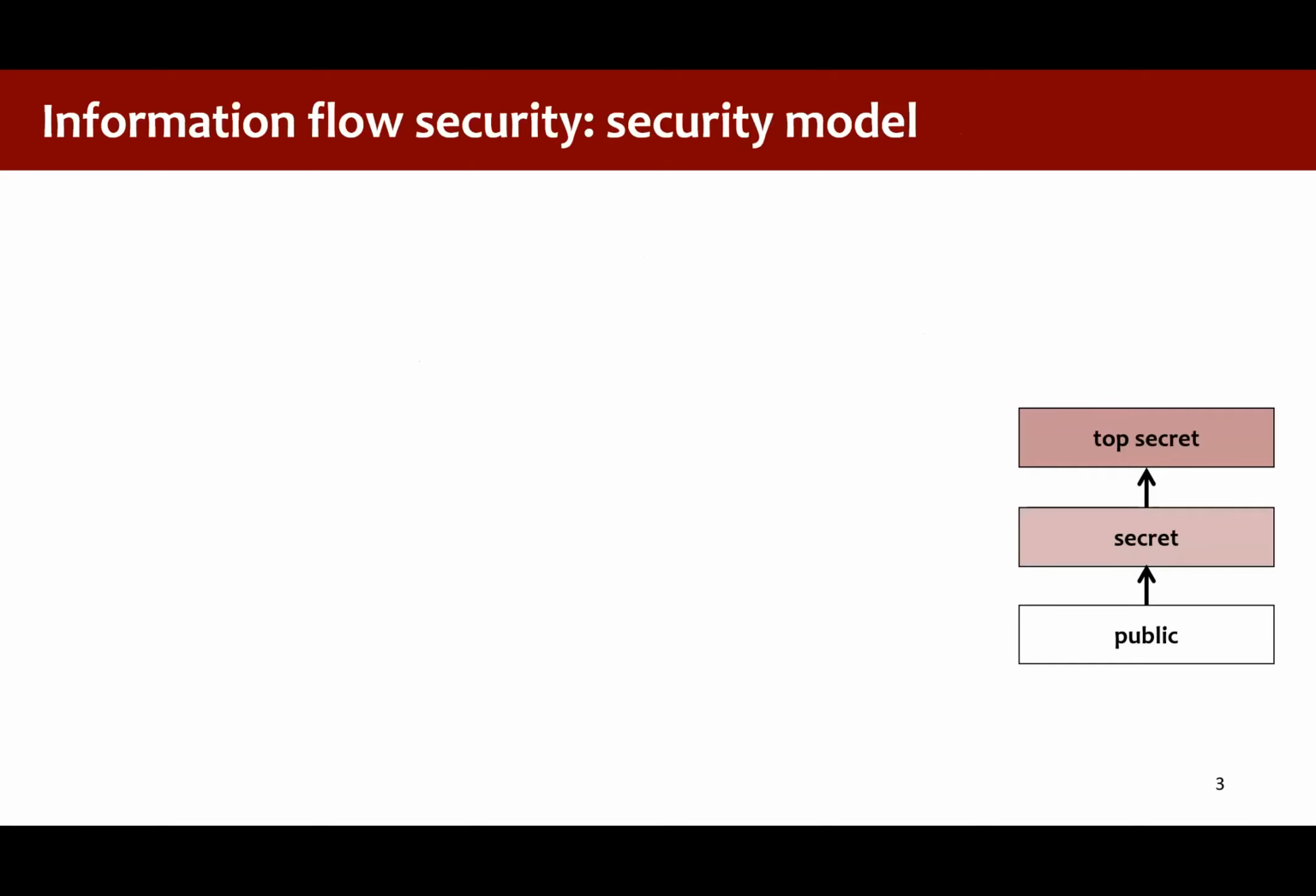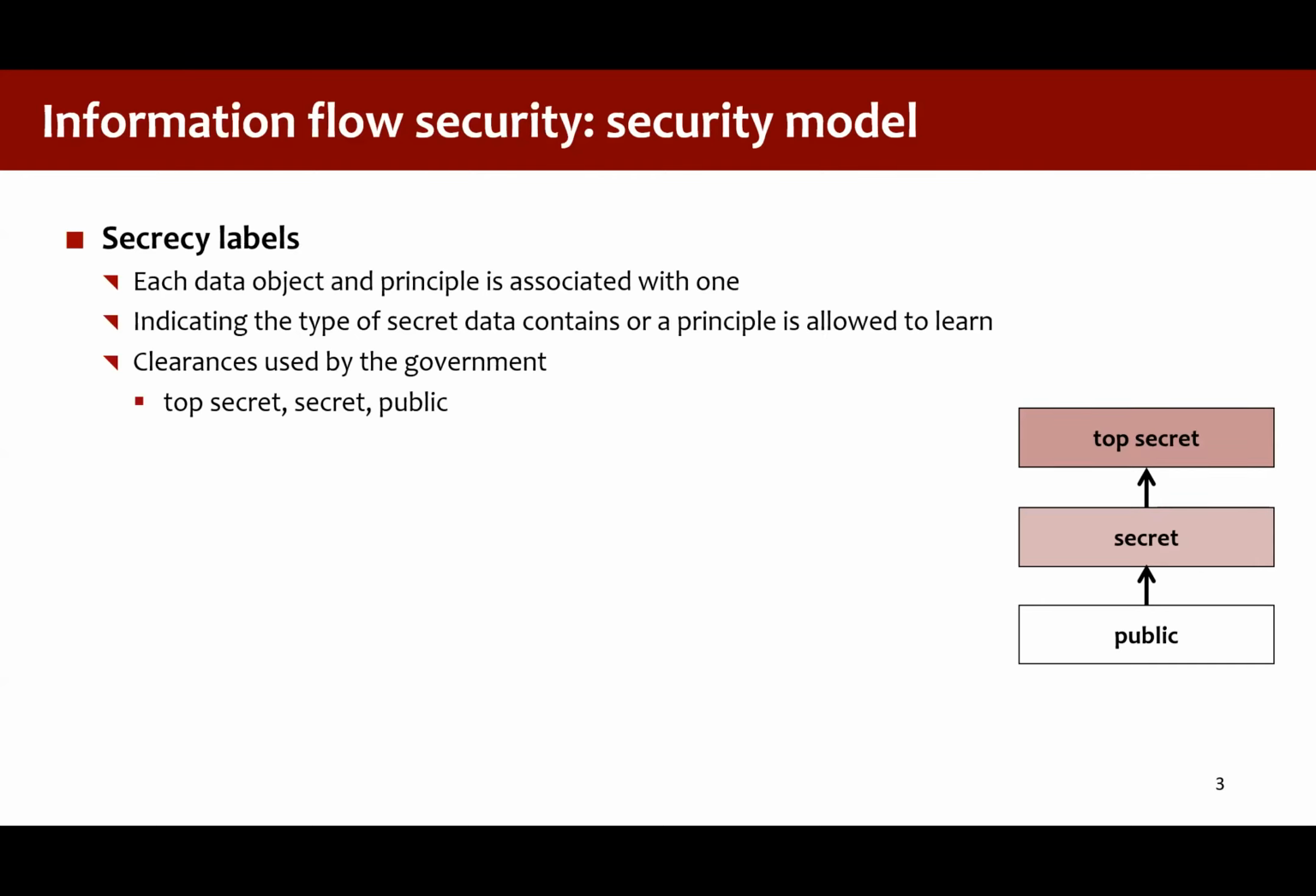So we have to actually talk about information flow security in formal terms. So we need to build a security model for this. For us to do this, one important component is something called secrecy labels. Essentially, it is a way to declare what are my secrets in my system. So you can think of in a general computer system, every data object or every principal that could have access to data should be given a security label. And this label indicates the type of secret data that either the data object contains or the principal is allowed to learn.